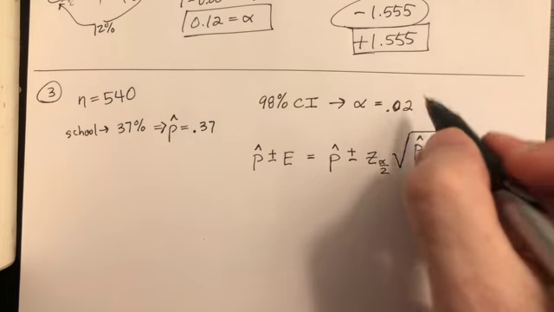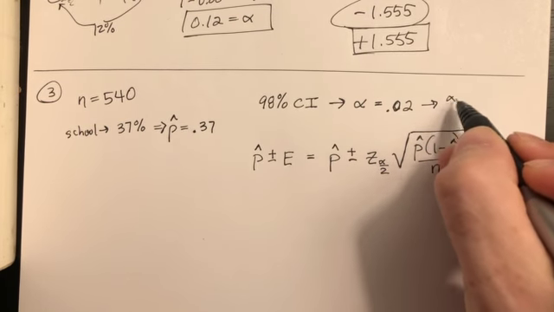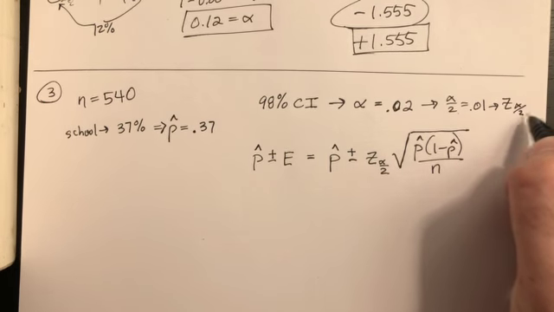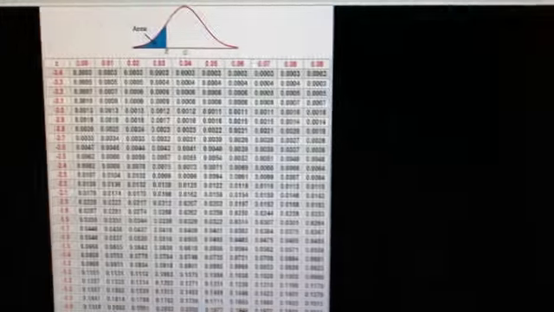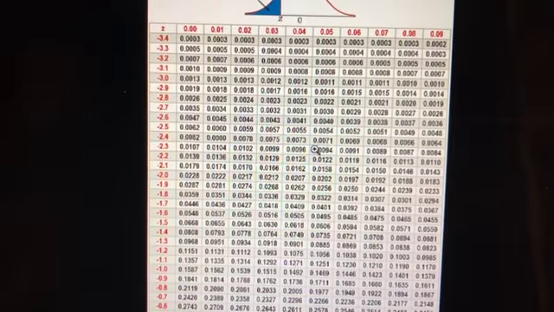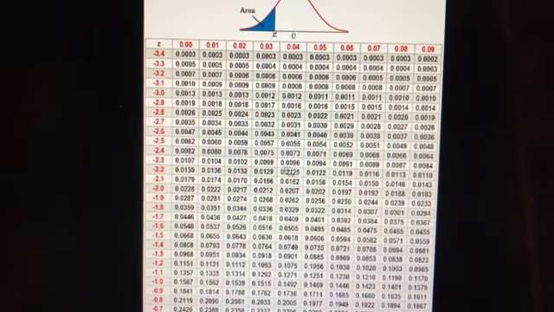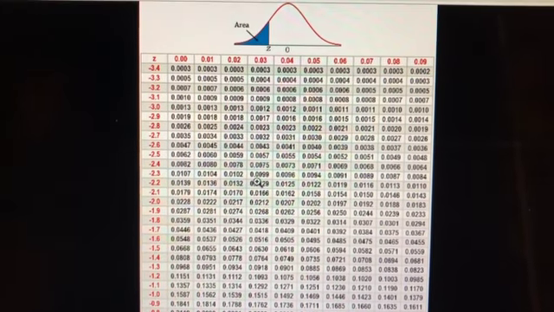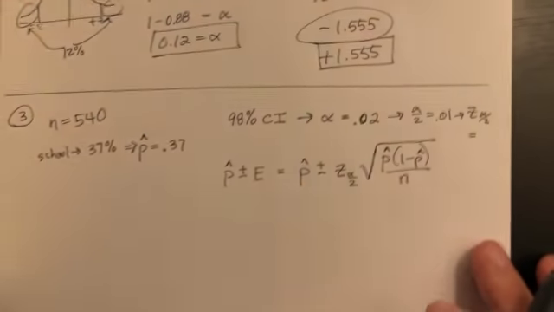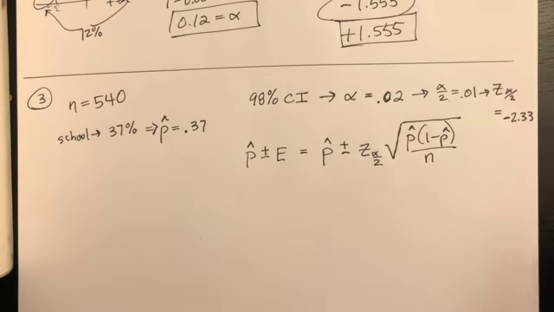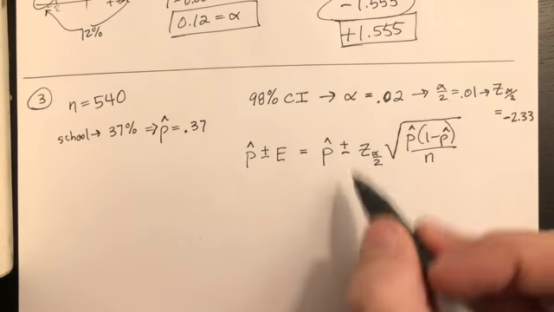Okay, so I got to find z alpha over 2. So that means alpha over 2 is 0.01, and that means z alpha over 2 is equal to, I got to look at the chart for 0.01, small numbers, so I'm going to look on this one. 0.01, 0.01, 0.01, where are you? 0.0099 is pretty close. I'm going to go with that one. Negative 2.33. So negative 2.33. Sorry, I ran out of room. Okay, so that goes here.